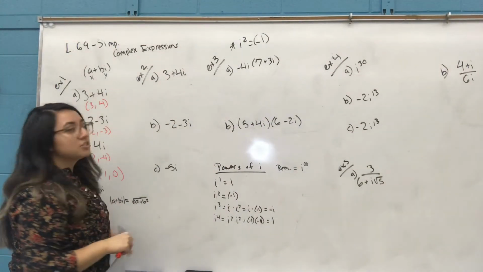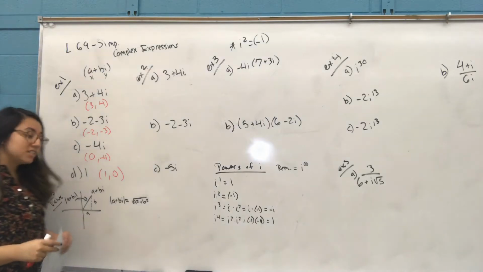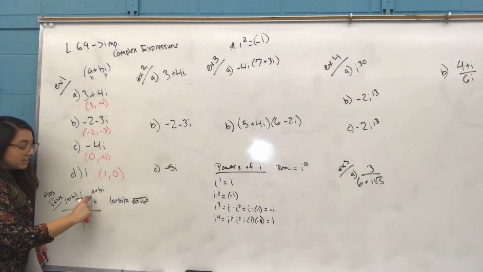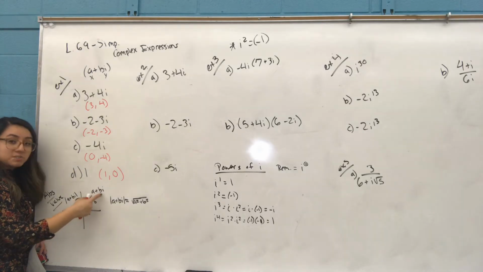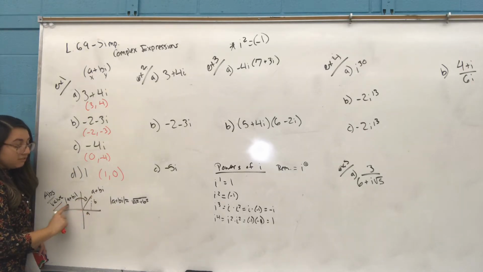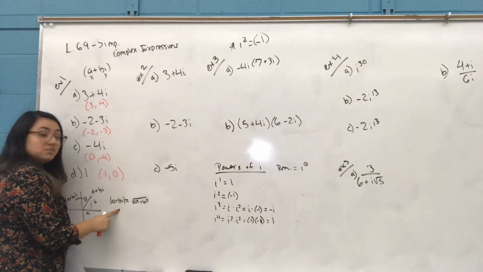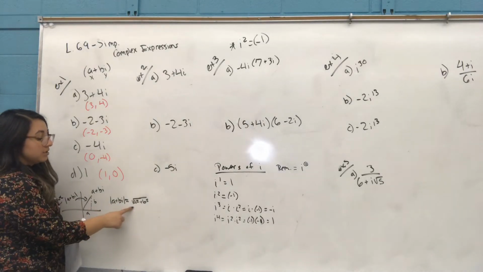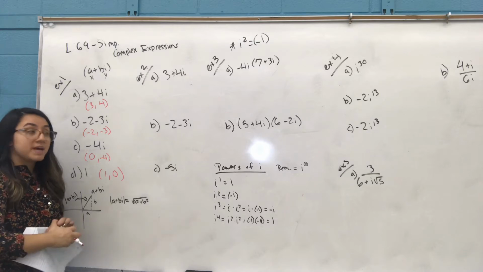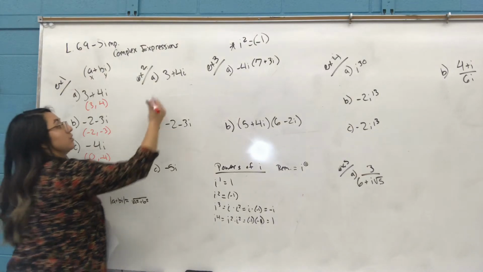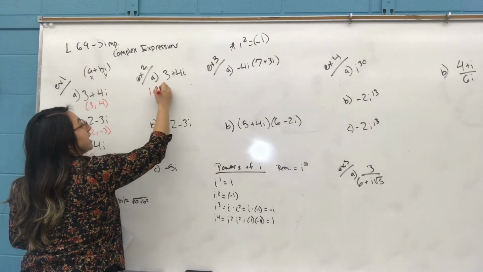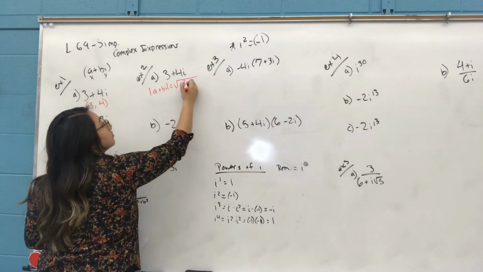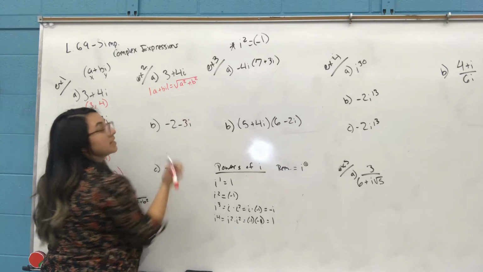All right, example 2, now we're finding the distance. If we look down here, we're dealing with a coordinate grid, meaning we're finding the distance from a plus bi to 0. To find that, the absolute value of the complex number is equal to the square root of a squared plus b squared. That goes back to the distance formula. So I'm going to write the formula first. The absolute value of a plus bi is equal to the square root of a squared plus b squared.